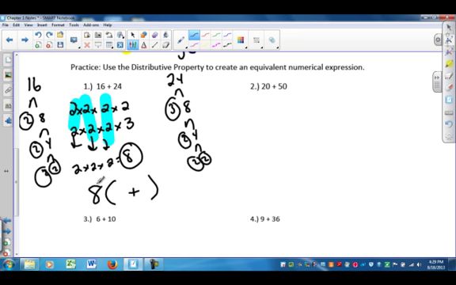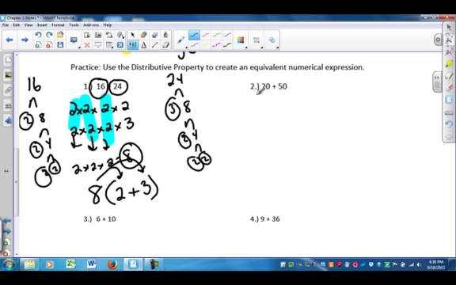Okay? And then I say, okay, what would I have to multiply here? 8 times what to get me back to 16? 2. What would I have to multiply here to get me back to 24? 3. And there's your answer. Okay? Here, 20 and 50.